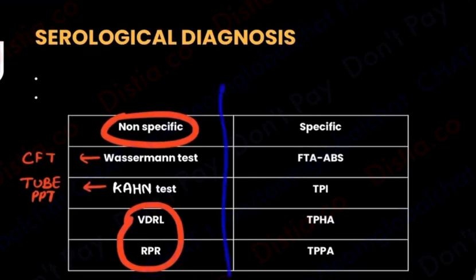Then let me tell you, whatever I'm doing till now still remains non-specific. Then I'll tell you this one slide about specific. So for now, Wassermann complement fixation not done. Cahan's is a tube test, not done. VDRL and RPR is done.